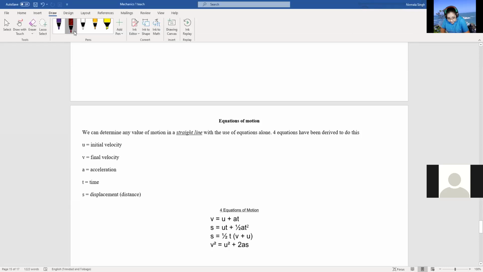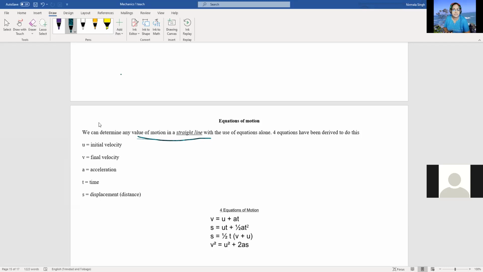All right, we can determine any value of motion in a straight line. Equations of motion is in the topic of kinematics. Kinematics basically looks at motion in a straight line because that's how vector quantities move. They move from one point to another in one straight line. We don't look at curves and all kinds of weird paths. We just look at straight lines. So we'll determine any value of motion in a straight line with the use of equations alone.